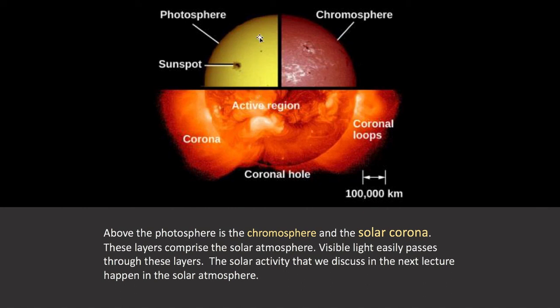The visible light easily passes through those regions, and so when we get it, it hasn't really been affected by those layers. But the atmosphere is interesting in its own right, and that'll be a lot of what we talk about in the video on the solar activity. So there's a lot of real interesting things happening in the outer atmosphere of the sun.